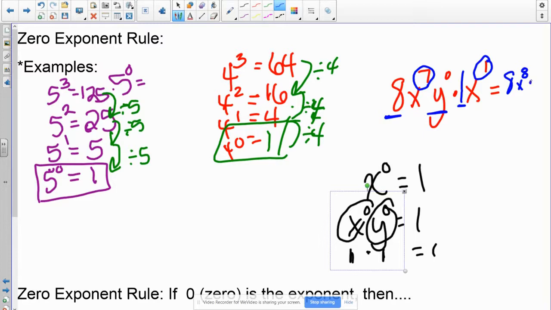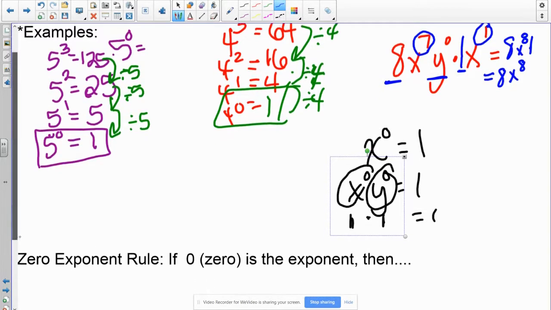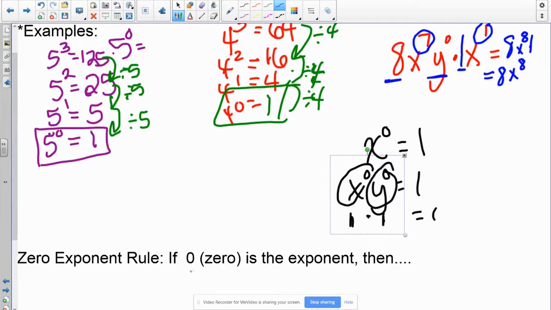So if we put a 1 here, we're going to multiply it times 1, but we want it simplified. Mathematically, 1 times 8 times x to the 8th power really just turns into 8x to the 8th power. So if we look down here, just to make sure everybody is clear on this, the zero property rule: if 0 is in the exponent, then we conclude that it is equal to 1.